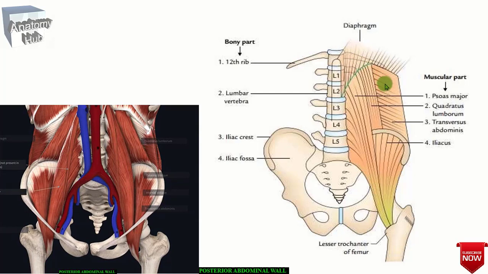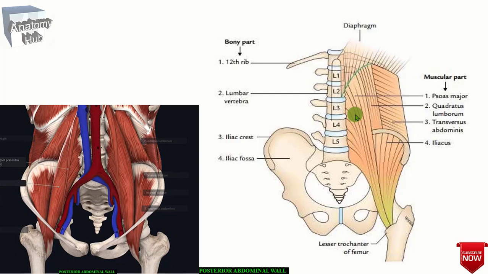Along with that, here you will find the transverse abdominis muscle. So the transverse abdominis muscle, the diaphragm, the psoas major and in some cases minor, and the quadratus lumborum and iliacus muscles. All these five muscles comprise your posterior abdominal wall. So first we will study the psoas major muscle.